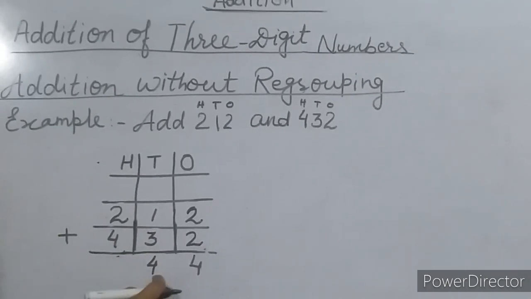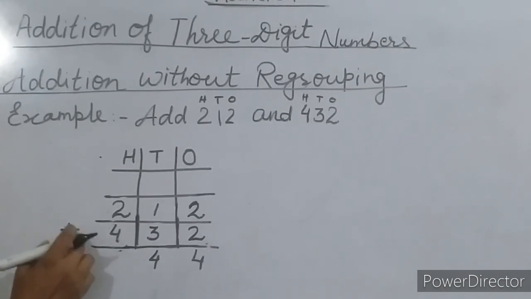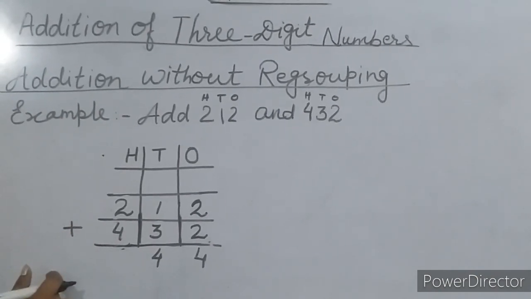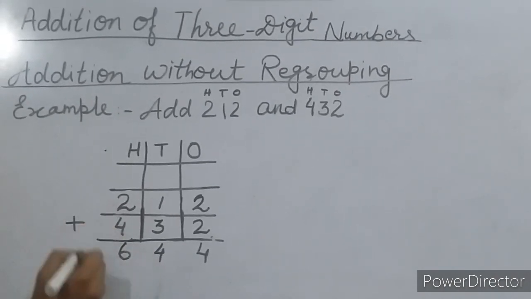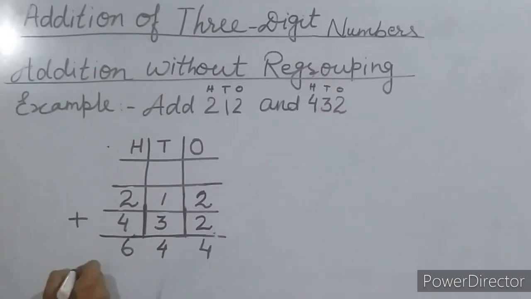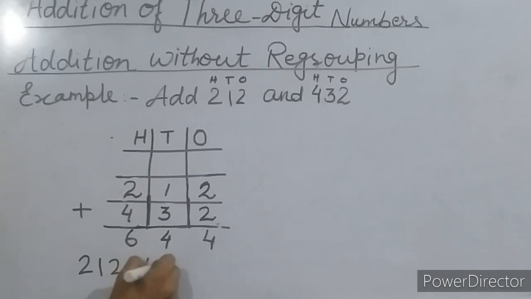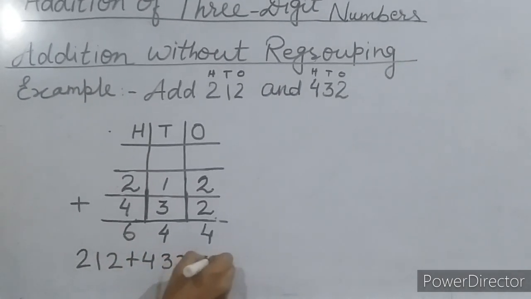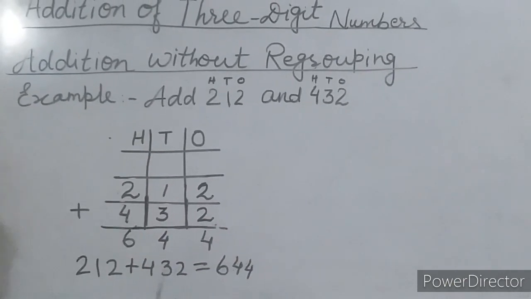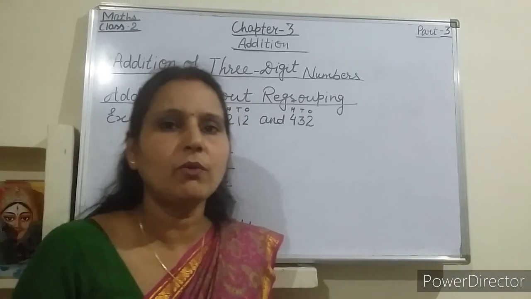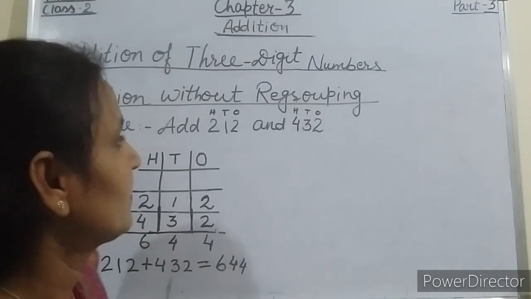Now write 4 under the tens column. Now add the hundreds, that is 2 plus 4. So 2 plus 4 is equal to, very good, 6. So write 6 under the hundreds column. Now students, 212 plus 432 is equal to 644.